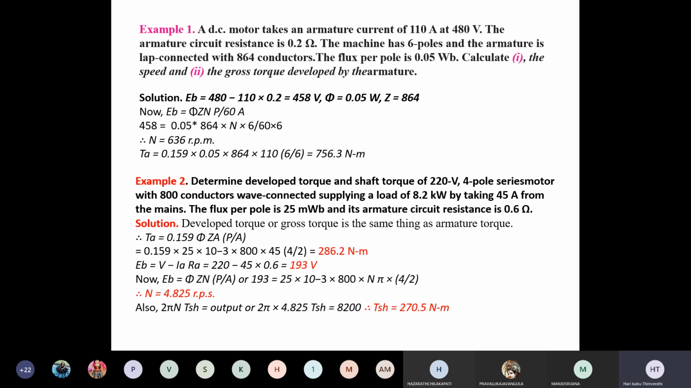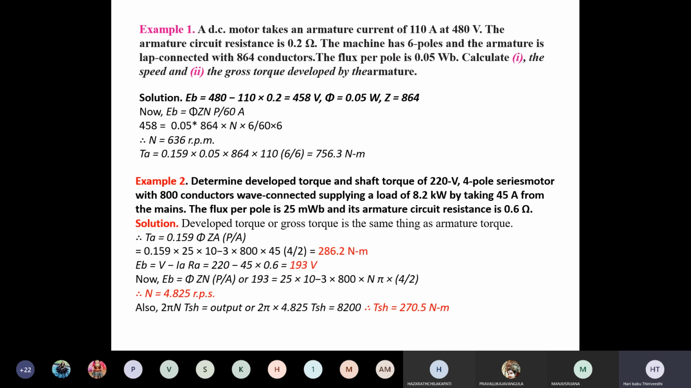Determine the developed torque and shaft torque. Developed torque is nothing but the armature developed torque or gross torque. So whatever it may be, the torque developed by the armature, that is the armature torque. We know the formula already; in the last problem we solved it also. Ta is equal to 0.159 phi Z Ia into P by A, right? So this is not A, this is Ia, the armature current, into P by A.